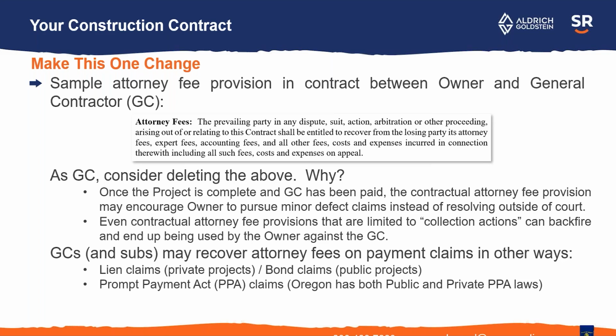The reason being that you have other ways to secure your attorney fees if there's a payment claim. And at the bottom of the slide there, I put you may have the right to recover your fees on a payment claim in instance of a lien claim, which we're going to talk about today. You may have the right to fees under a bond claim, or you may have the right to fees under what's called the Prompt Payment Act. Prompt Payment Act doesn't apply to every project, but it applies to many projects in Oregon. So those are ways to get your fees without having this prevailing party fee provision.